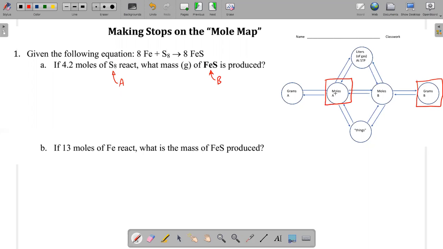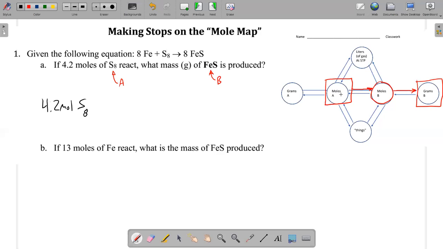So I've got to get from moles of chemical A into grams of chemical B. And the fastest way to do that is to convert from moles of A into moles of B, and then convert from moles of B into grams of B. That's how that concept map can help you figure out where you've got to go. So anyway, you can start by writing the quantity that you know. You've got 4.2 moles of S8. You don't write A and B. That's just a generic chemical A and chemical B. So you have 4.2 moles of S8.